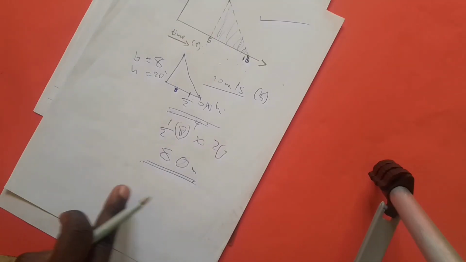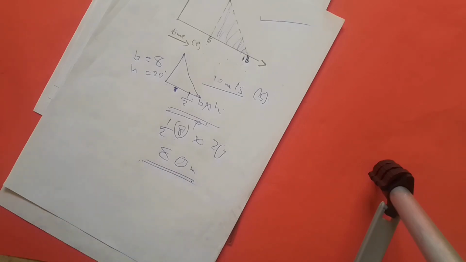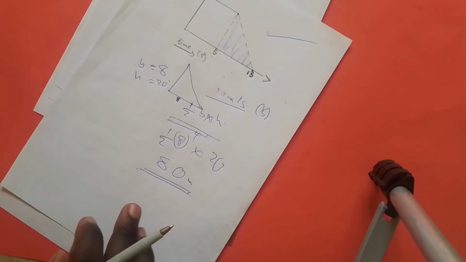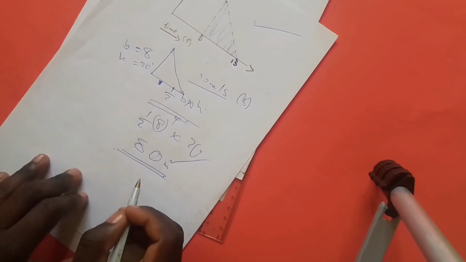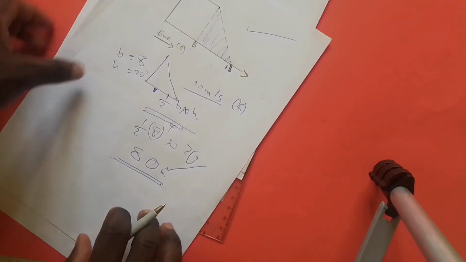That's the area under the graph. So the car traveled a further 80 meters from the position the brakes were hit. So that's your answer, right? Which means question 2 is done now.